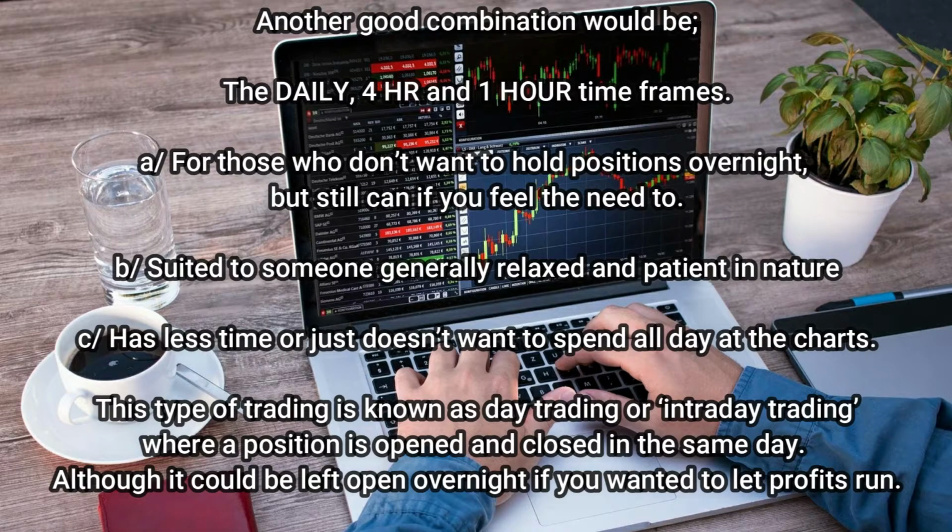If you thought that was an option, you'd have to look at the costs of your broker to keep your positions overnight, and I think it's a percentage. You'd have to look into that.